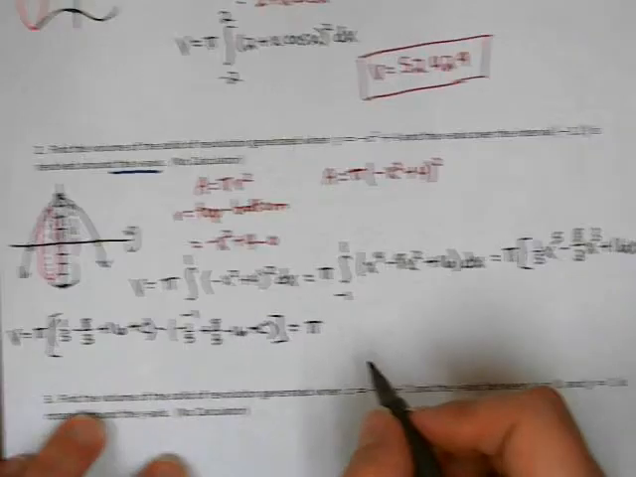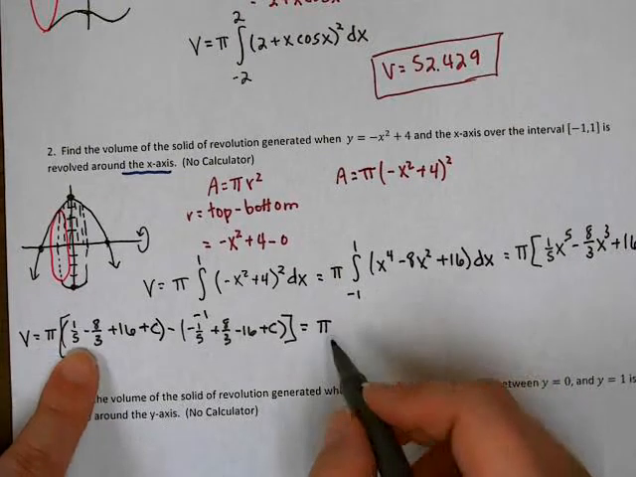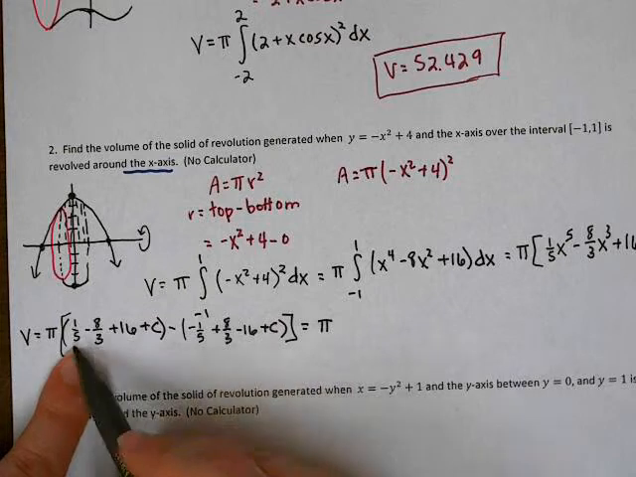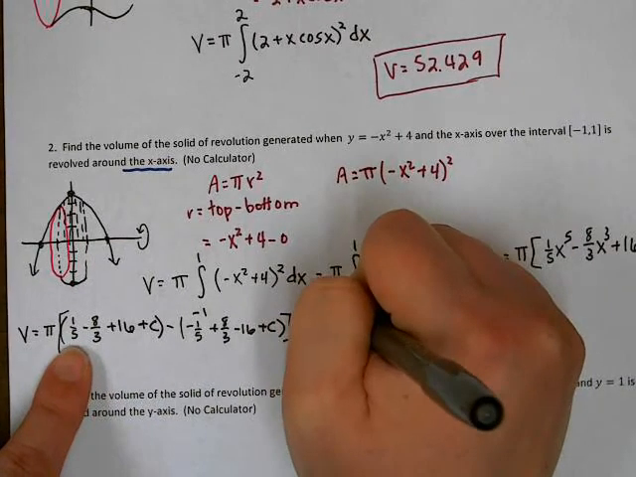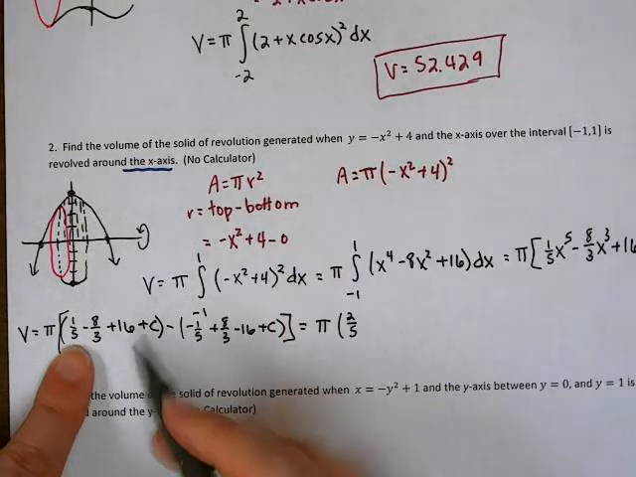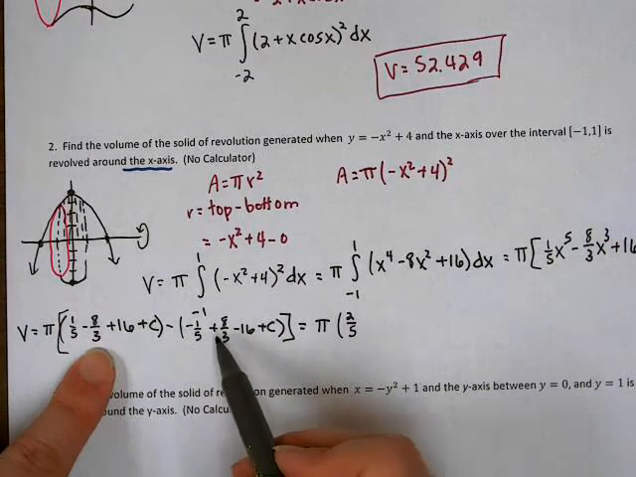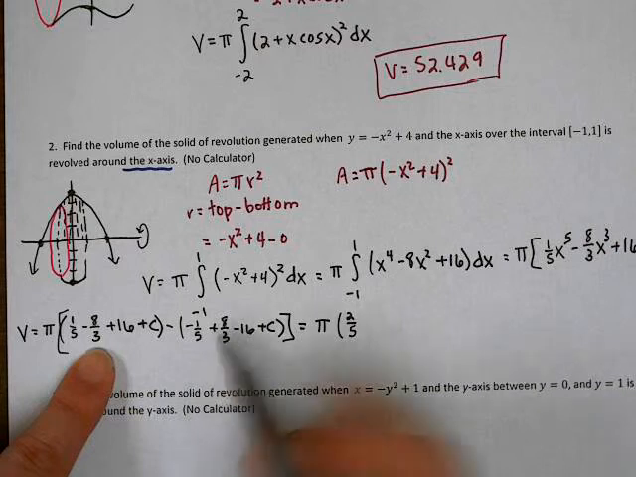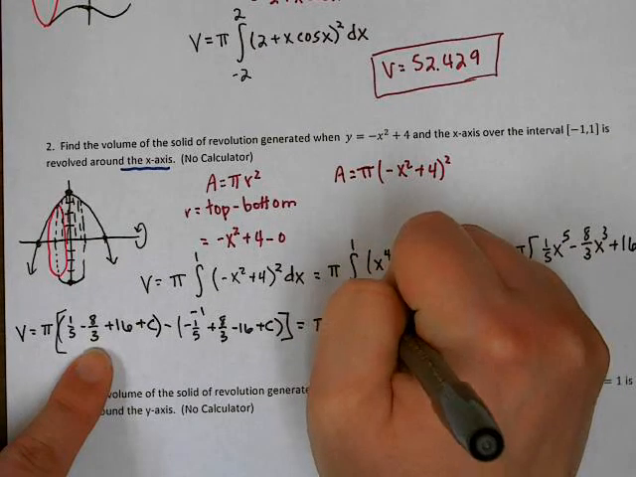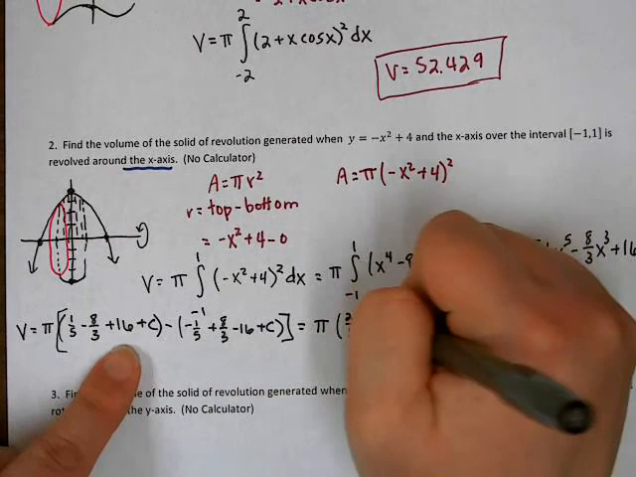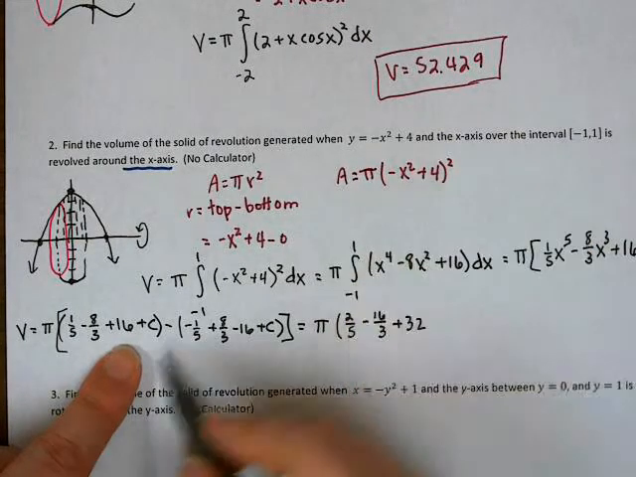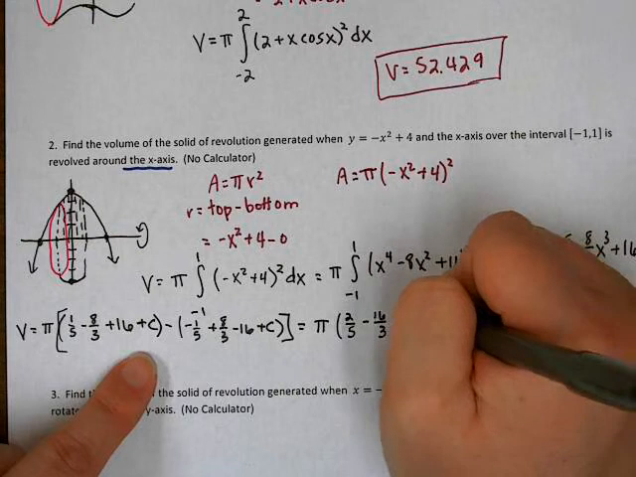So my pi is going to still just be out front. And now if I think about this, I've got 1/5 minus -1/5. So that's really, adding those together is 2/5. Negative 8/3, that becomes a negative 8/3, so it's minus 16/3. And then I have 16 plus 16, which gives me 32. And my c's end up canceling.